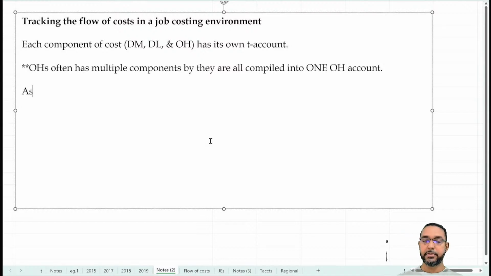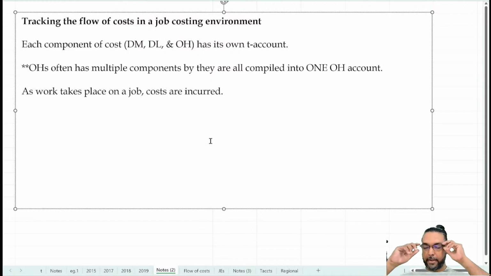So as work takes place on a job or on jobs, costs are incurred. That makes sense. When a worker starts to do work on the materials, you're incurring direct labor. And of course, as they do their work, they're probably going to cause some overheads to be incurred as well.